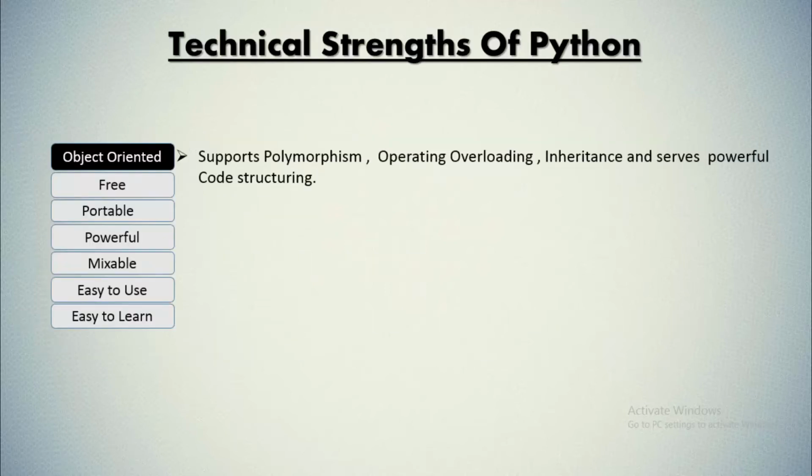Now let's talk about its technical strengths. The first strength is its object-oriented nature. Python supports polymorphism, operator overloading, inheritance and serves powerful code structuring. So it basically supports almost all the object-oriented concepts. And it supports the object-oriented style or technique of programming as well, which encapsulates code within objects.